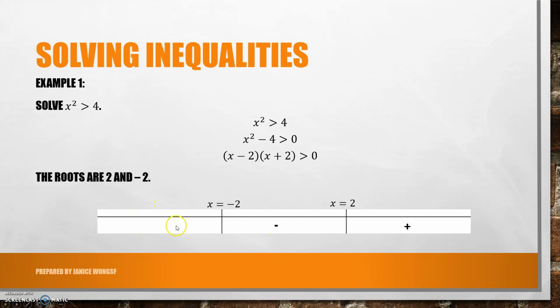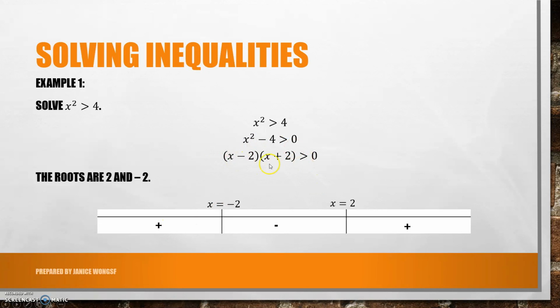Next, for this region, I have to choose a value which is less than negative 2, say negative 3. Substitute into here and check what is the value you get. Is it a positive or a negative value? Negative 3 minus 2 is negative 5, times negative 3 plus 2, which is negative 1. Negative 5 times negative 1, I get 5. It's a positive value, so I place a positive sign.